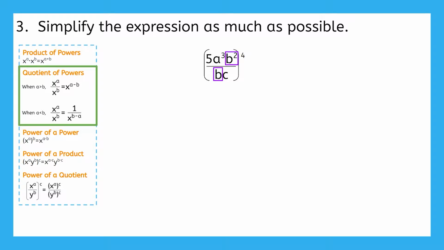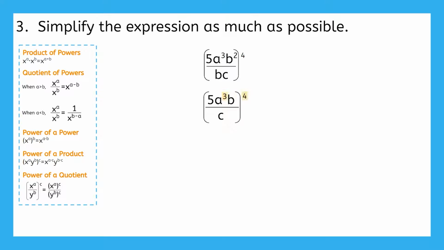How do we know if the final b component will be in the numerator or the denominator? The b component in the numerator is larger, so the final b element will be in the numerator. This gives us 5a cubed b to the power of 2 minus 1, or just plain b, over c, all raised to the power of 4. Is there anything else inside the parentheses that needs to be simplified? Nope. So now we're ready to move to the next step in the order of operations, exponents.